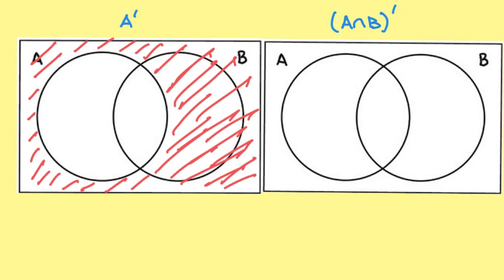In the second diagram, we want to know A intersection B, not. So we want the opposite to A intersection B. Well, we know A intersection B is the inside, so A intersection B not is everything but that. So it is all this.